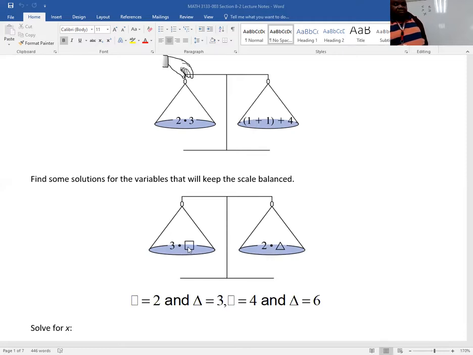Or another answer would be if this square was 6 and this triangle was 9. Here 3 times 6 is 18 and 2 times 9 is also 18. So in this case, those answers would vary.